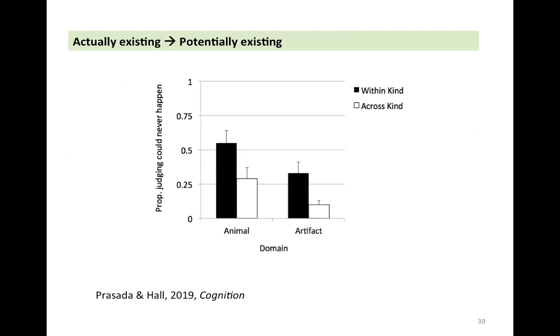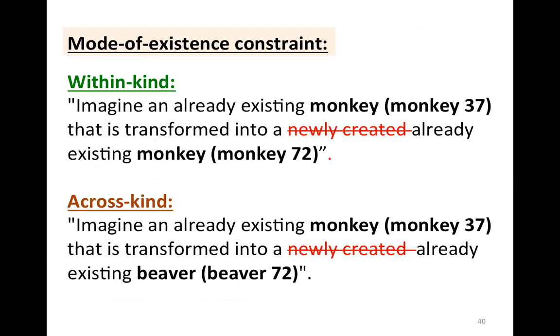And what we found is that participants rejected the possibility of transforming an actually existing instance into a potentially existing instance within the same kind more often than across kinds, as predicted by the uniqueness in kind constraint. The mode of existence constraint was tested just by making a small change.